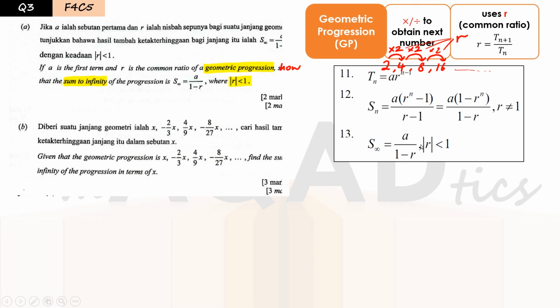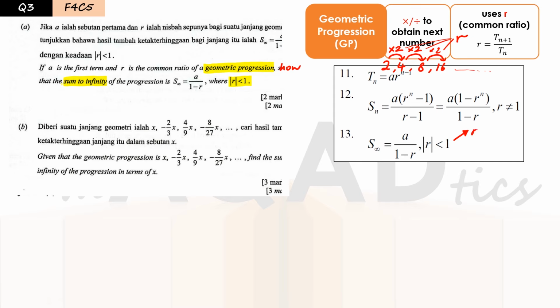Before we do anything, let us first understand why there is modulus r less than 1. This is actually a condition for when we should use the sum to infinity. Because if it doesn't satisfy this condition, then we cannot use this formula. To help you understand this, let me give you 2 examples of r. One value of r would satisfy this condition.